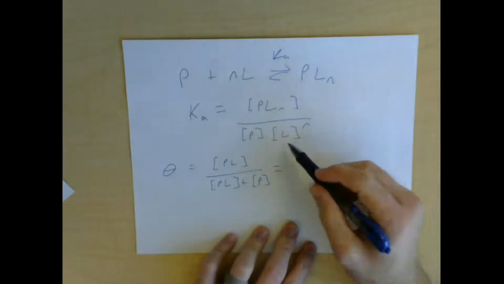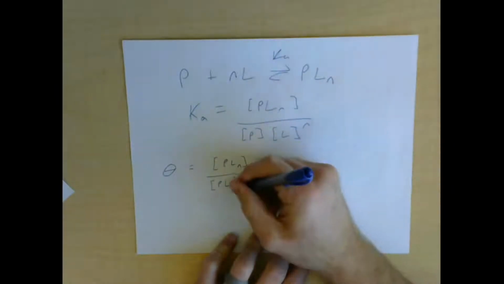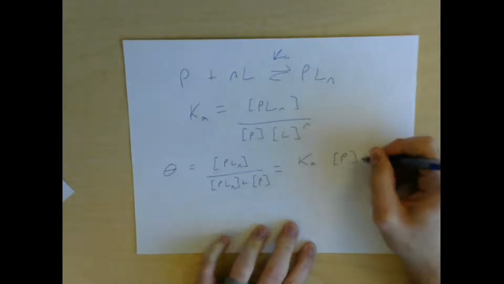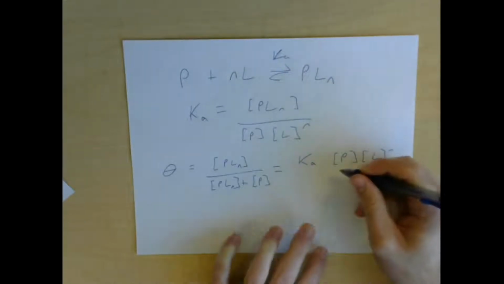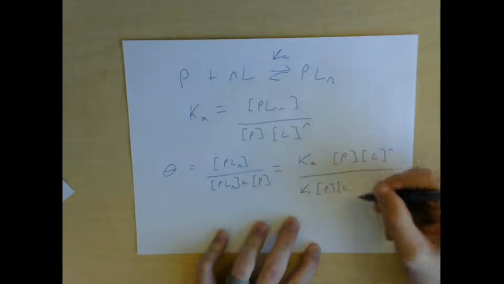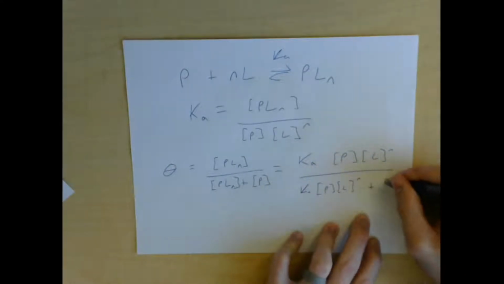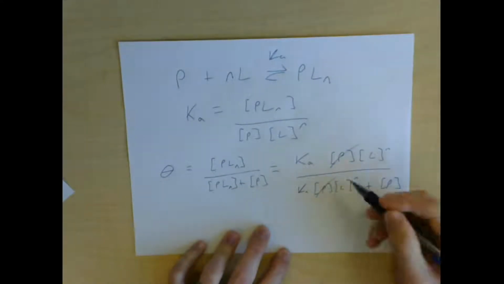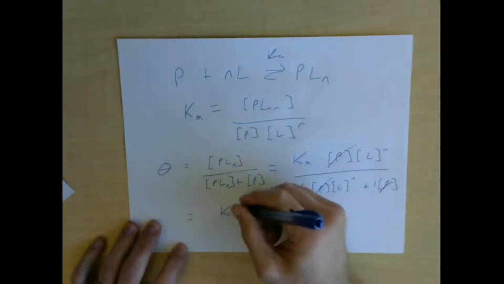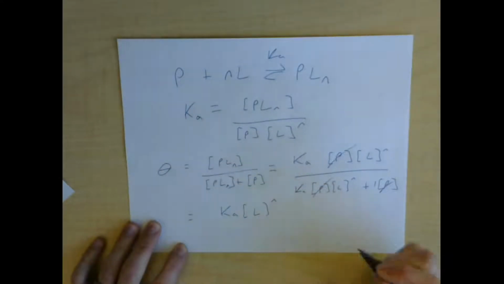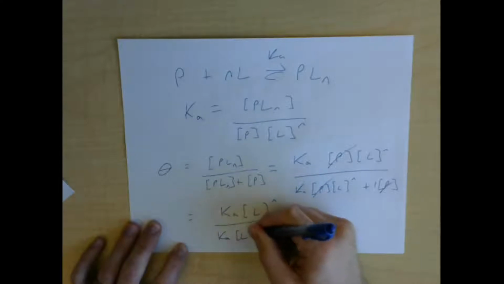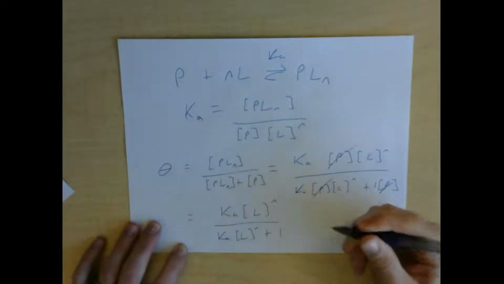So PLN is going to equal Ka times P times L raised to the nth power, over Ka times P times L raised to the nth power plus the concentration of P. Let's cancel our P terms out. This becomes 1. So now this is Ka times L to the nth over Ka times L to the nth plus 1.